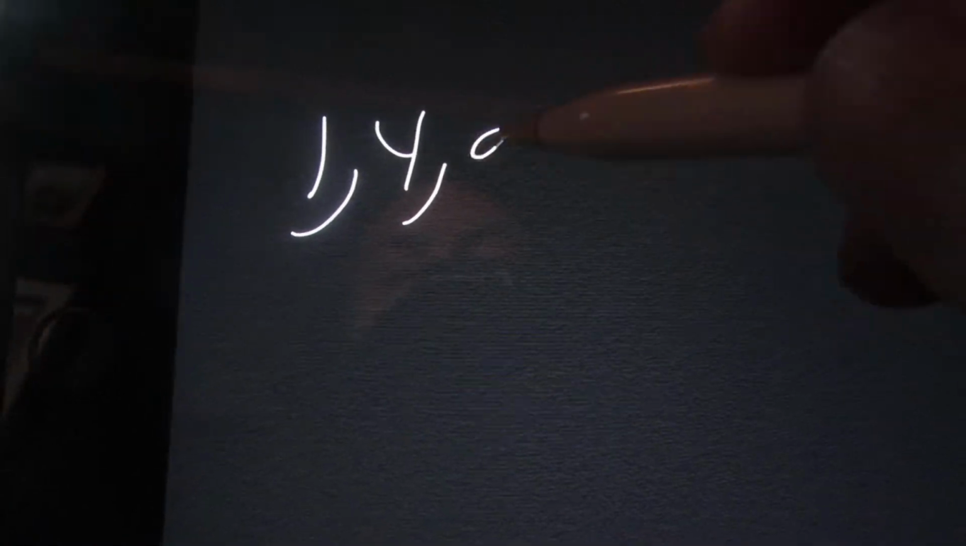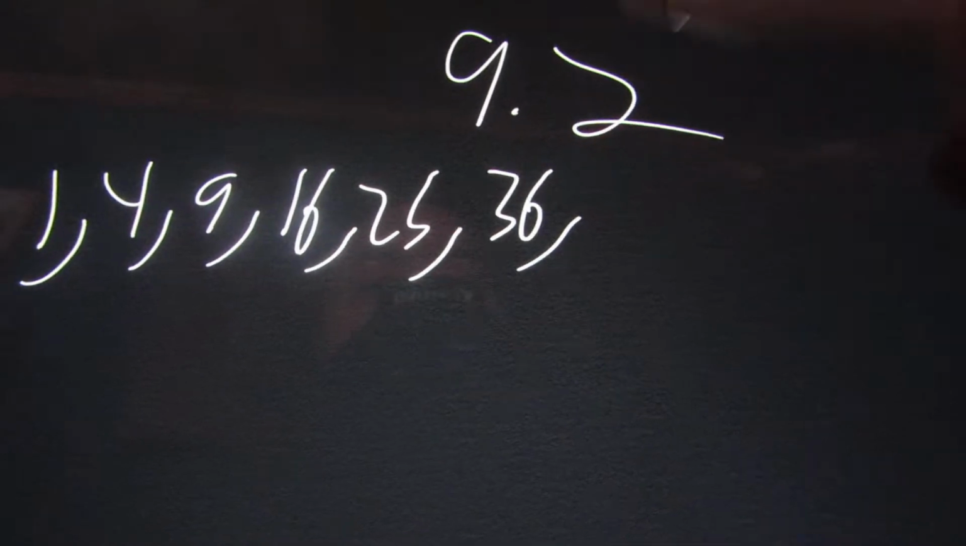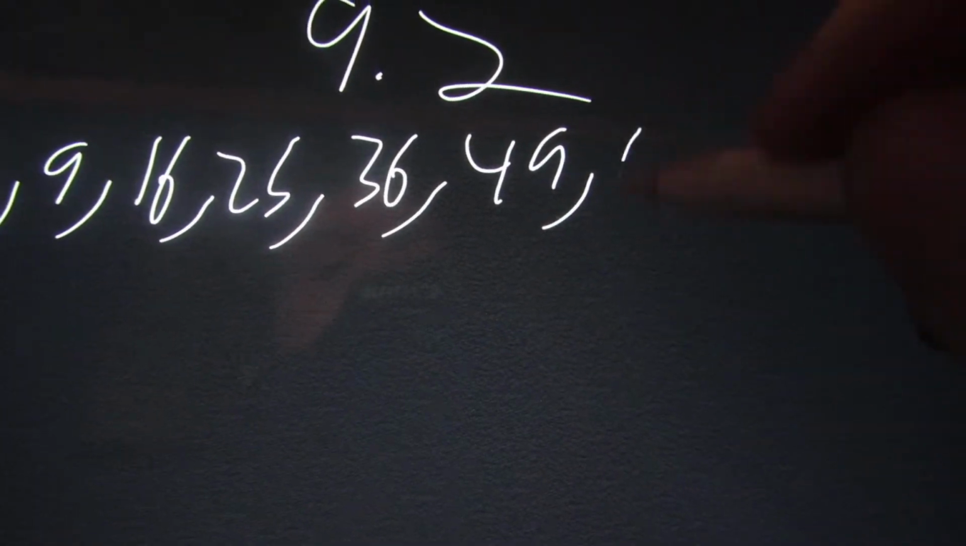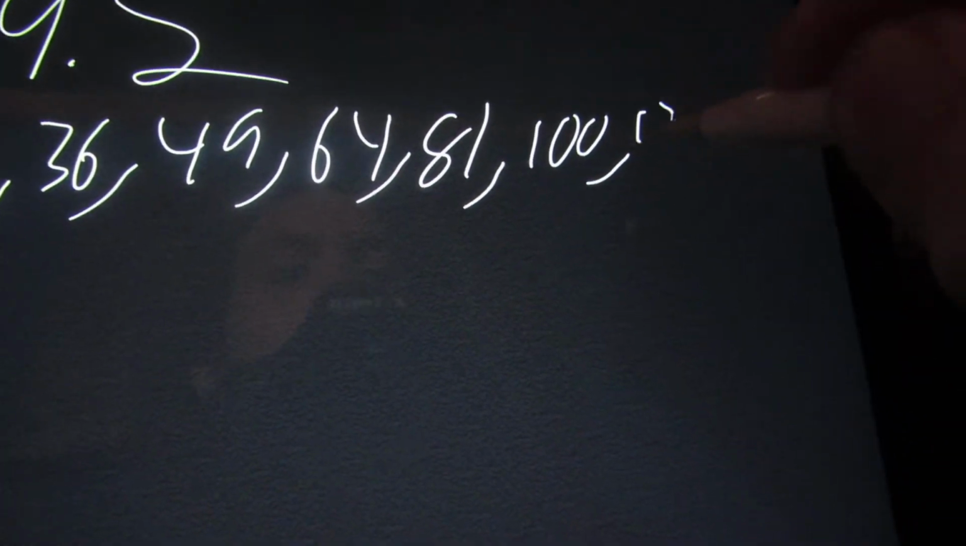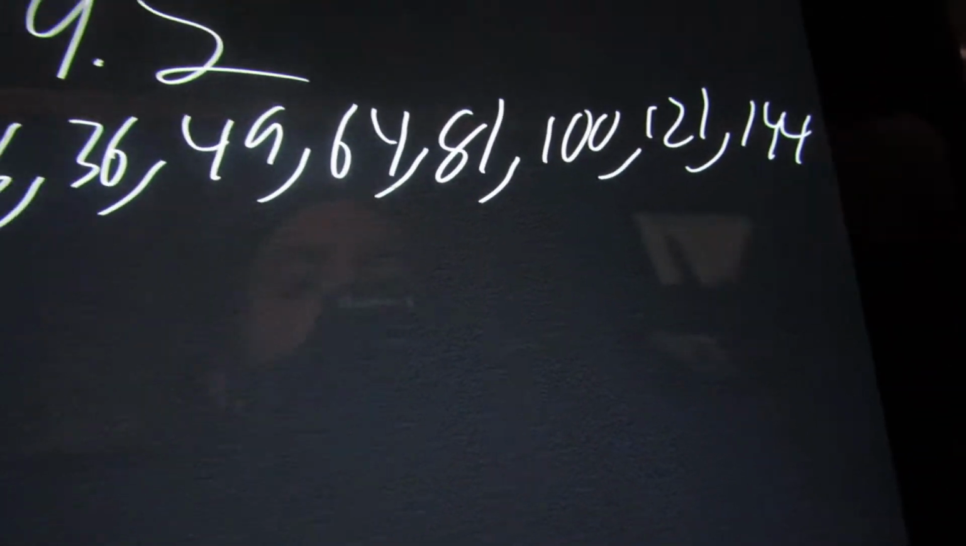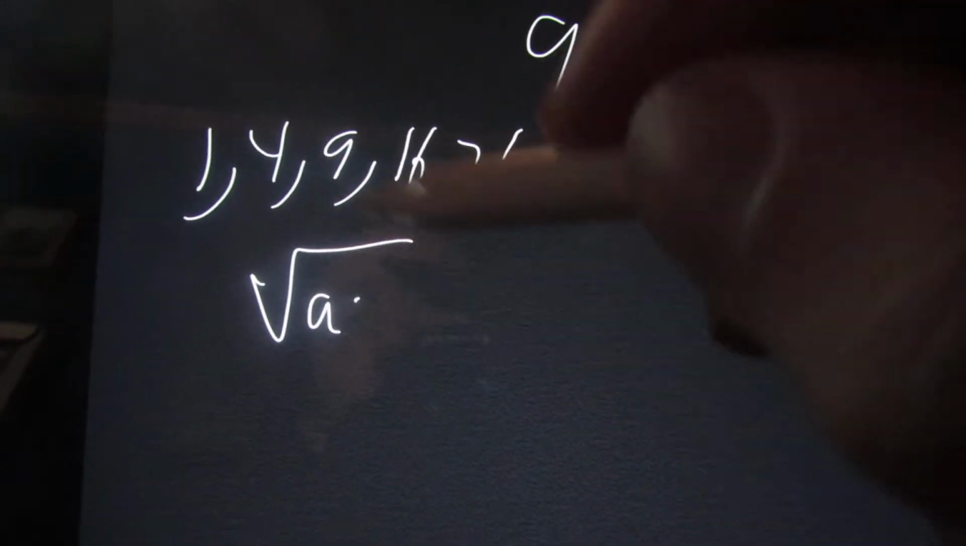In 9.2, we're going to see what happens when we take a square root of something that's not a perfect square. But this is where we really need to know our multiplication tables as well as the perfect squares. So remember, our perfect squares are 1, 4, 9, 16, 25, 36, 49, 64, 81, 100, 121, and 144. So we're going to use a property.